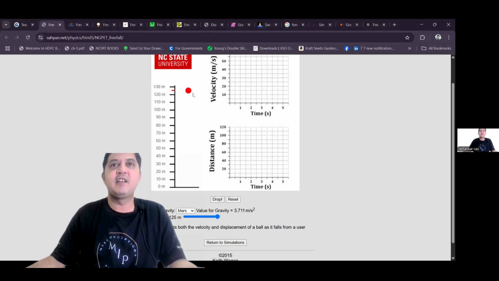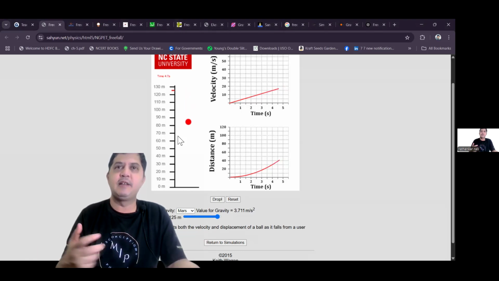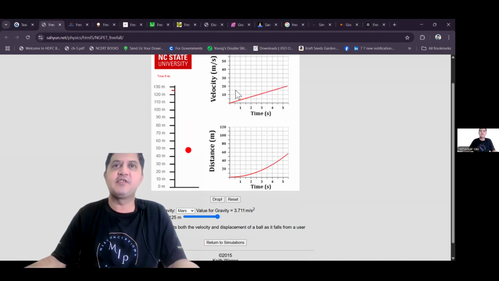The ball is taken at a height of 125 meters, and from here if I drop it, we are going to conduct this experiment on Mars. The acceleration due to gravity is 3.71 meter per second square. When I drop it, you see the ball moves very slowly because the attractive force due to the planet is much lower. The VT graph shows a straight line, while the distance or displacement time graph will show a nonlinear curve.